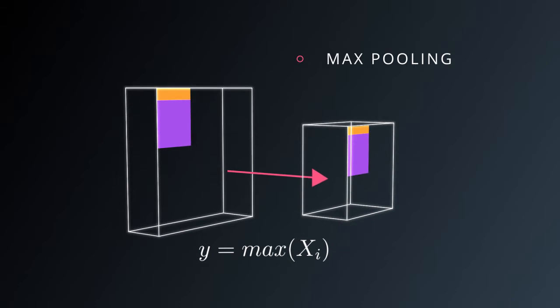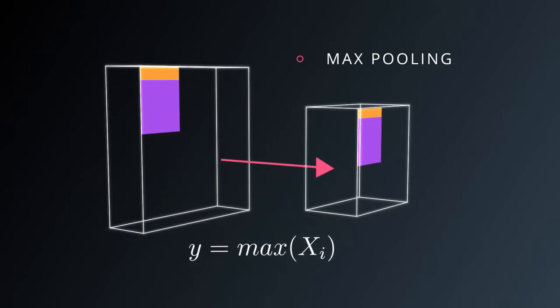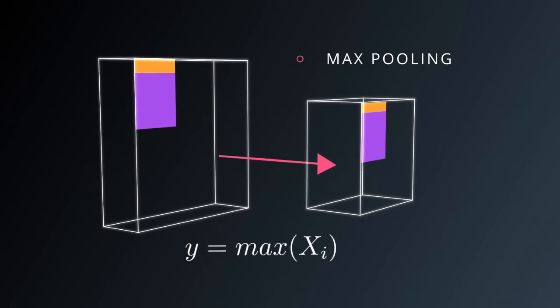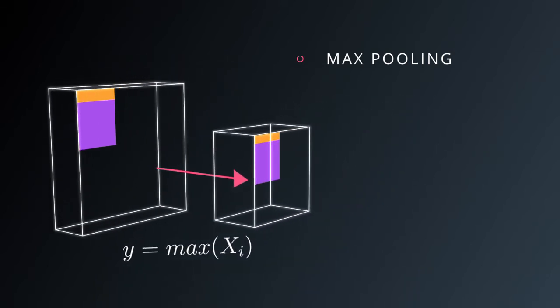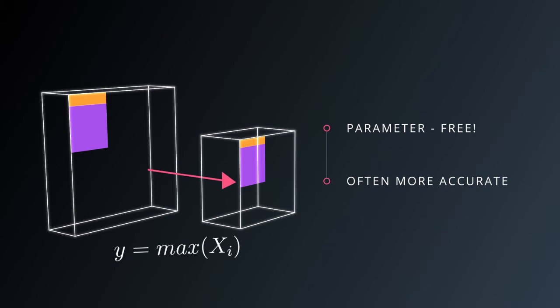At every point on the feature map, look at a small neighborhood around that point and compute the maximum of all the responses around it. There are some advantages to using max pooling. First, it doesn't add to your number of parameters, so you don't risk an increase in overfitting. Second, it simply often yields more accurate models.